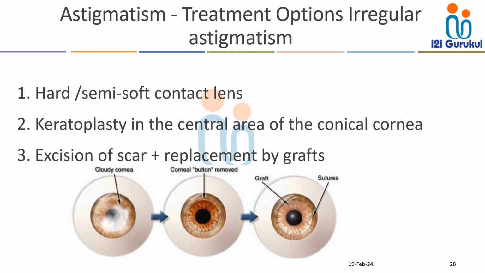So here you can see, if the central cornea is opaque, you can transplant, and using the donated tissue you can treat this irregular cornea. These are the three options available for irregular astigmatism.